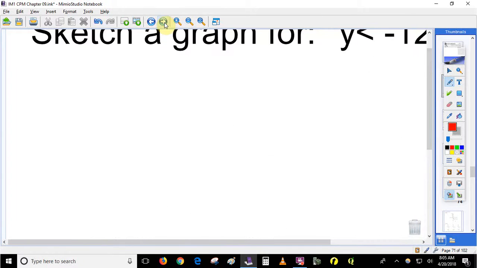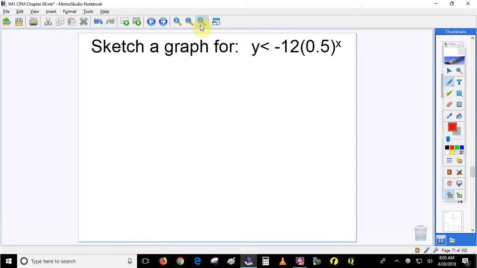Alright, for your homework, I want you to sketch a graph of this inequality and shade the appropriate region.